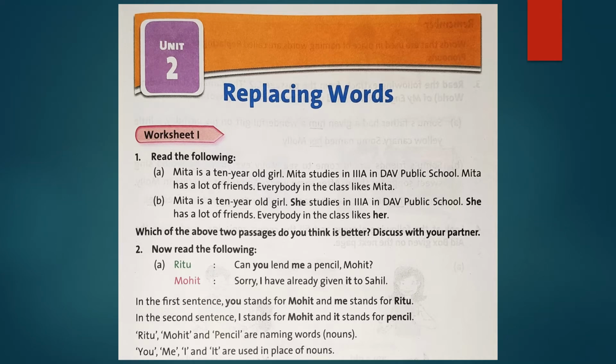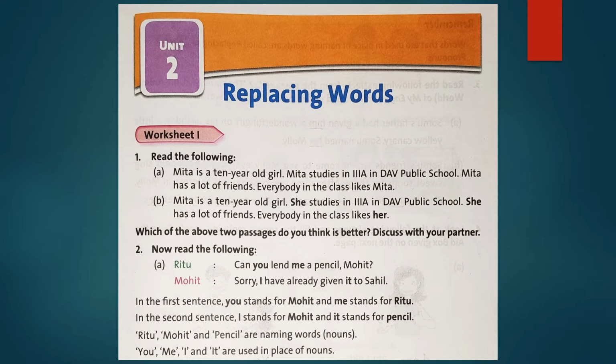In the first one, we have seen that Meeta is written many times after the full stop. In the second one, that is B, instead of Meeta, in the second sentence it is written as she. Again, in the third sentence, instead of Meeta, it is written as she. And in the fourth sentence, instead of Meeta, it is written as her. She and her are called replacing words.